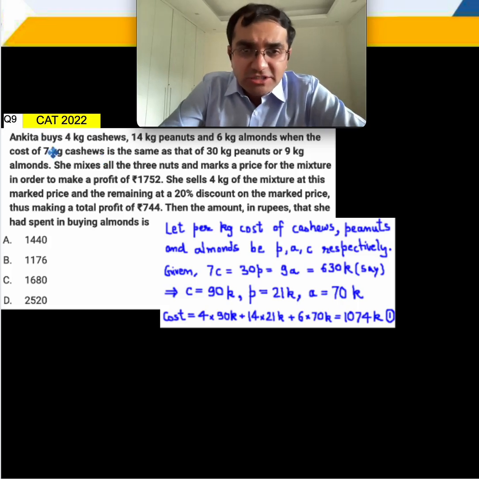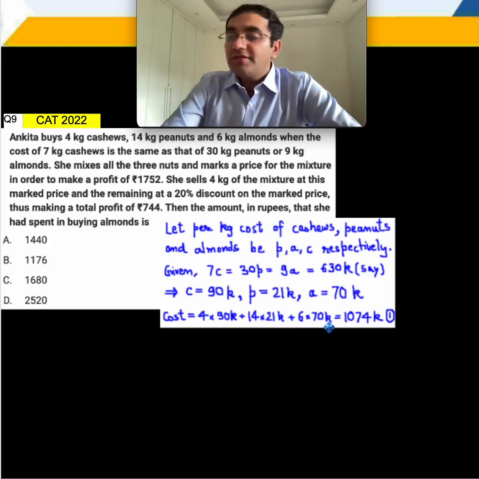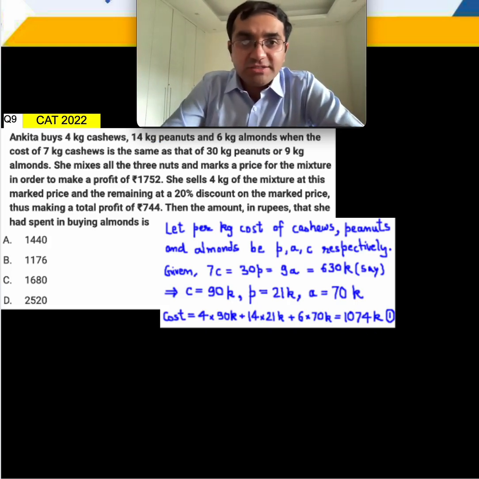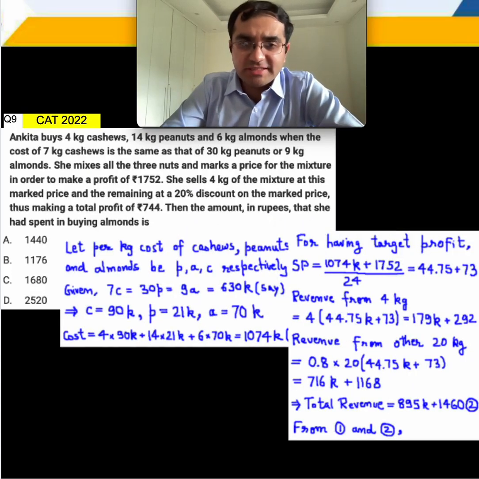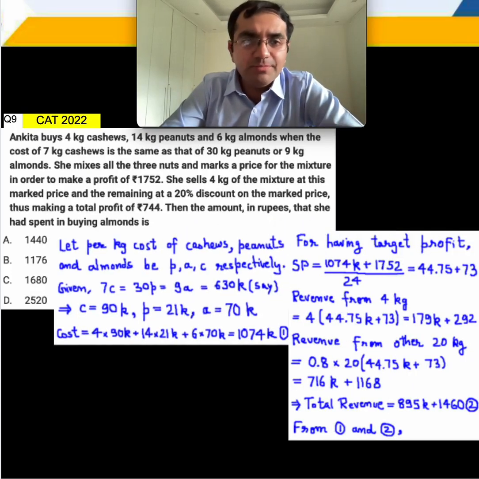Now how much has been purchased? 4 kg cashews, so 4 into cashews ka cost, that is your 90K. 14 kg peanuts, 14 into cost of peanuts. 6 kg almonds, 6 into cost of almonds, 70K. The total cost price is now 1074K. ठीक है. Now let us place these, थोड़ा सा आगे पीछे करते हैं इसको.